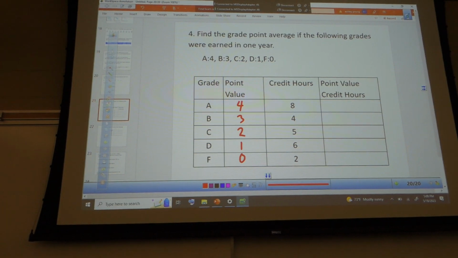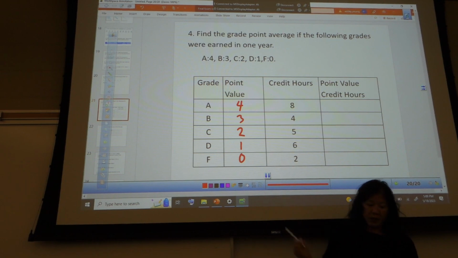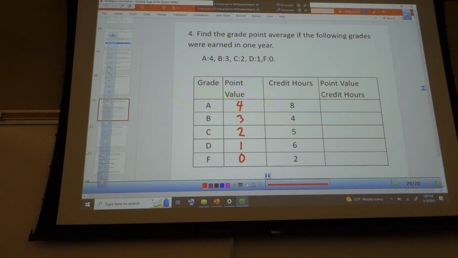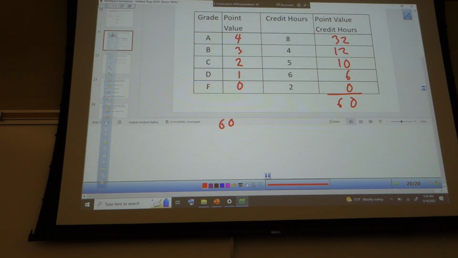Okay, so remember if I have 8 little 4s and 4 little 3s, if I want to add up 4 8 times, I can just do 4 times 8. If I want to add up 3 4 times, I can use 3 times 4, which is 12. All this does is give us a shortcut for adding them all up. That's all it is. Shortcut for adding up 8 4s and 4 3s and 5 2s and stuff like that. We'll get 60. What is the 60? How did I get that? I multiplied my grades, my grade points, times my credits.